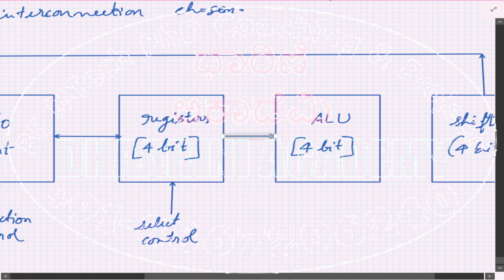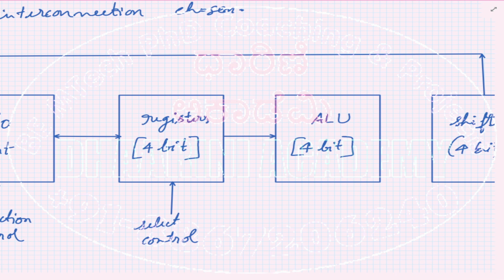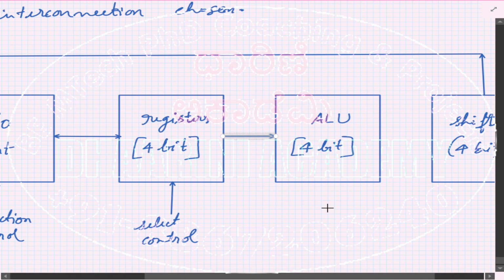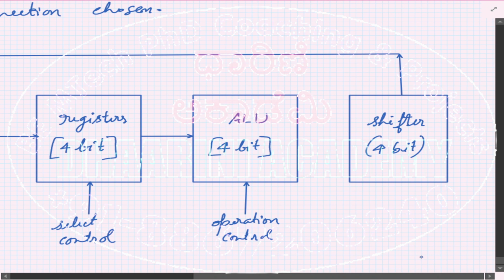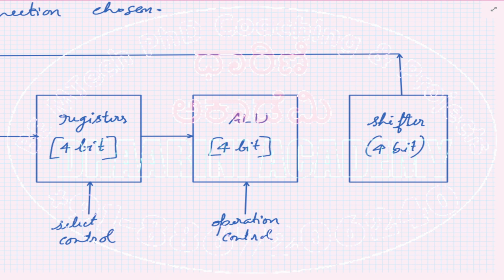and the ALU will have a control, and that control is called the operation control, because the ALU can do a lot of operations. Which operation needs to be done? It expects that input: addition, subtraction, multiplication, logical AND, OR, or anything.